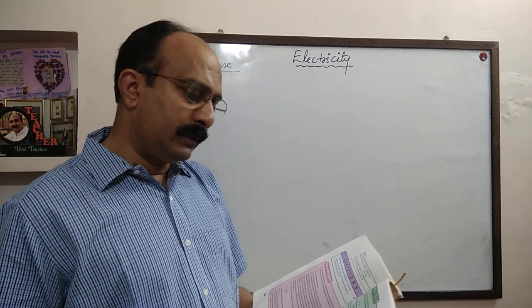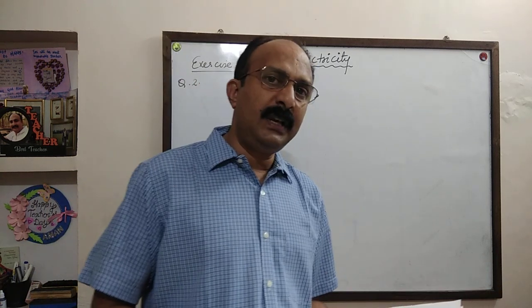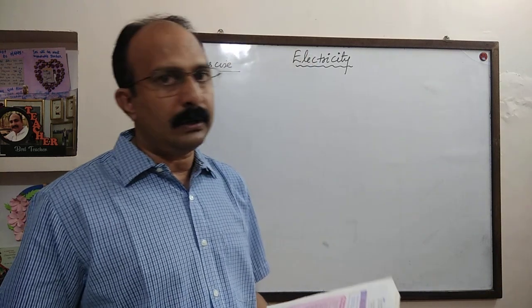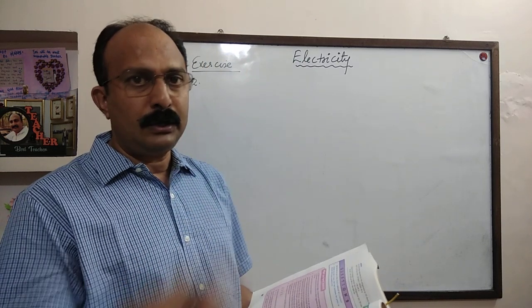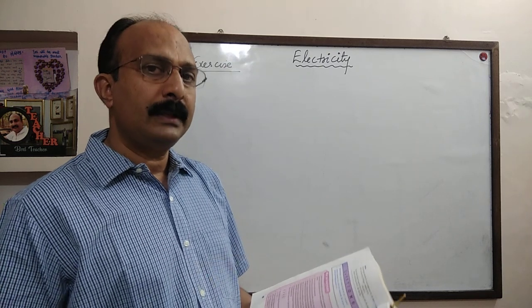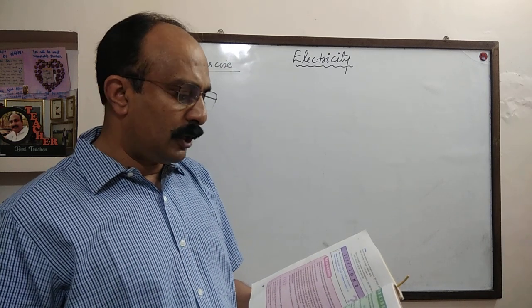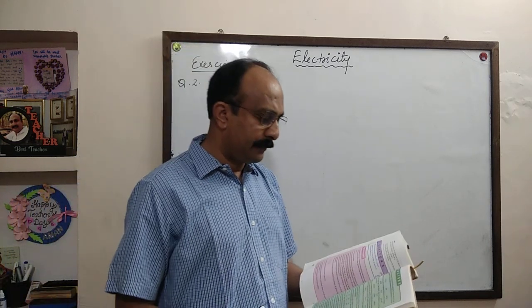Two more are given, both are correct. P is equal to VI, option C, correct. P is equal to V square upon R, this is also correct. So the second option, I R square, is not the formula for power. So the correct answer here is option B, I R square.